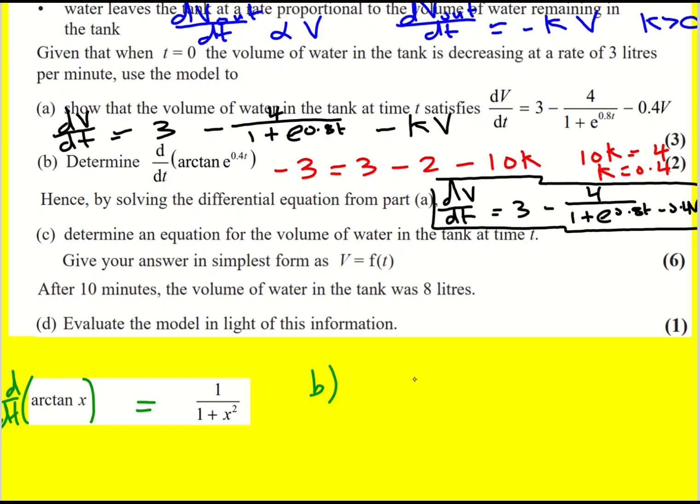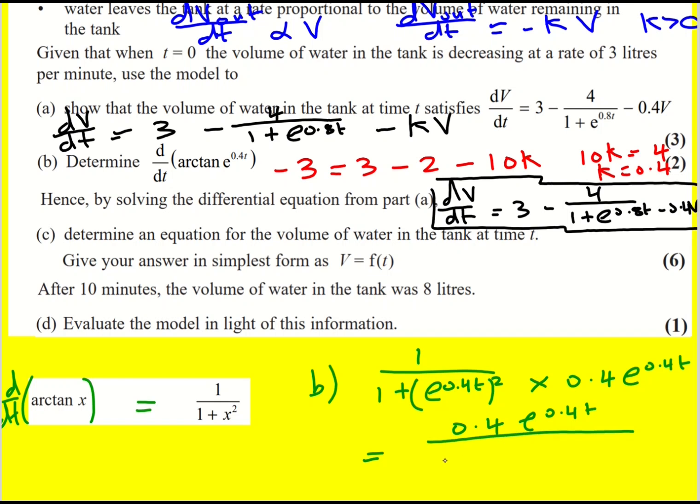So for us, we've got to use the chain rule here. So we're going to deal with the outside, just arctan of something. So I'm going to get 1 over 1 plus e to the 0.4t squared, because I just basically forget about this bit, but I replace x by it. And then I times by the derivative of the inside, which is going to become 0.4 e to the 0.4t. And that will therefore become 0.4 e to the 0.4t divided by 1 plus e to the 0.8t.